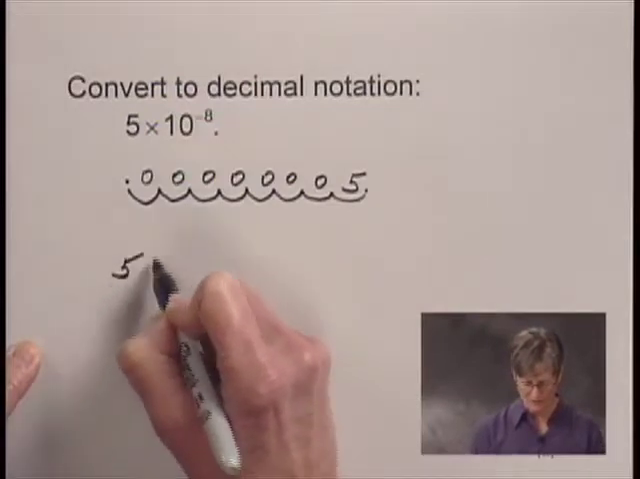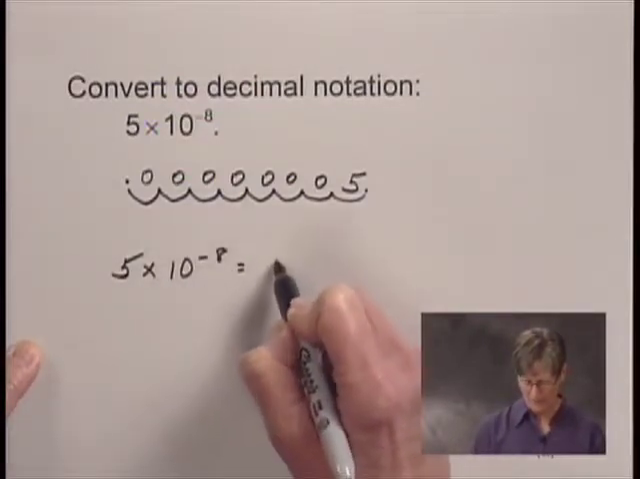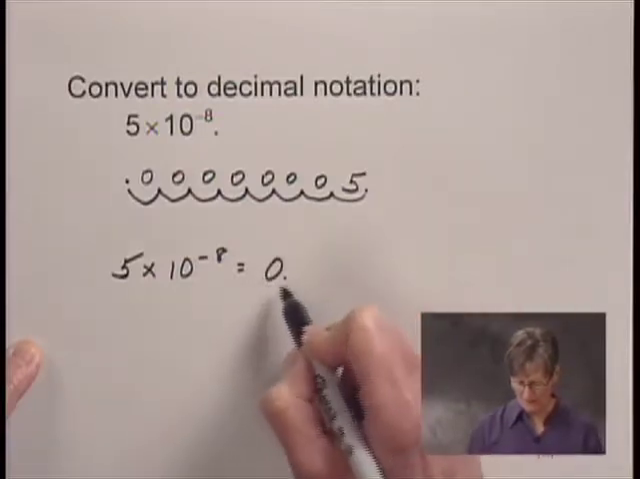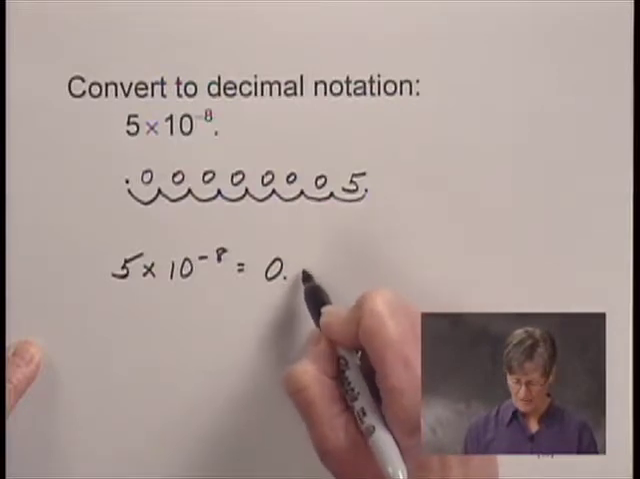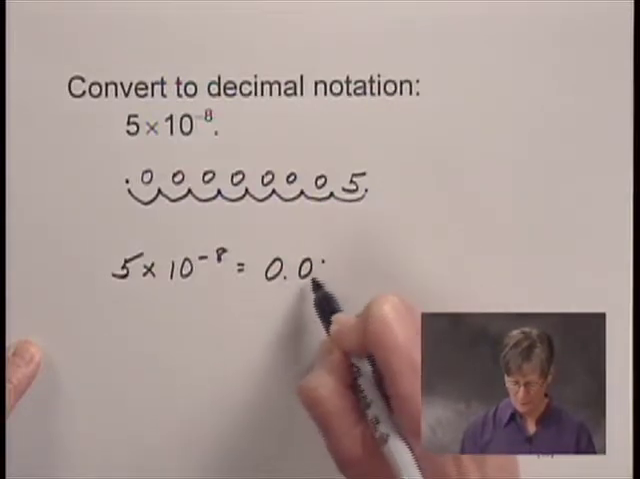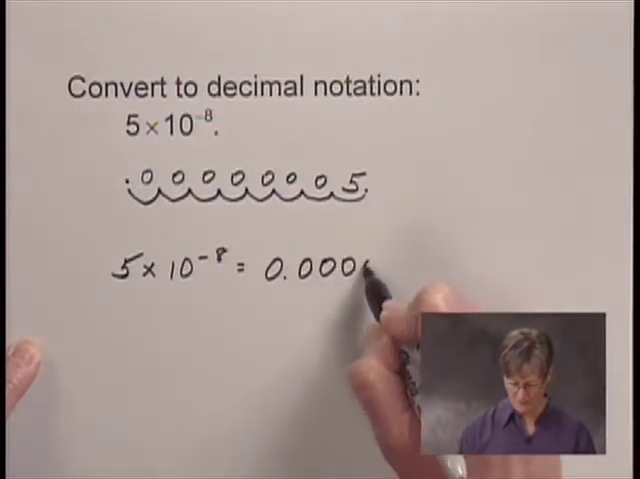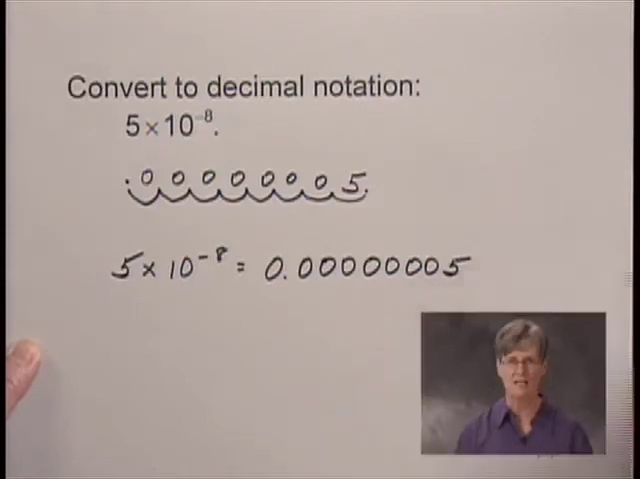We can write that 5 times 10 to the negative 8 power. I'm going to write a 0 in front of the decimal point just to alert the reader that something is coming after the decimal point. And this is going to be 0.000000005 in decimal notation.